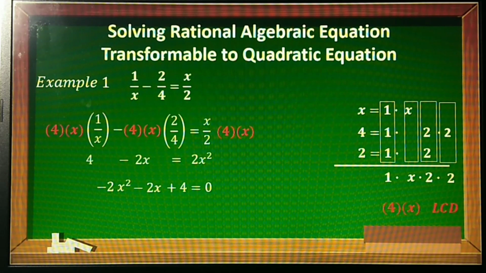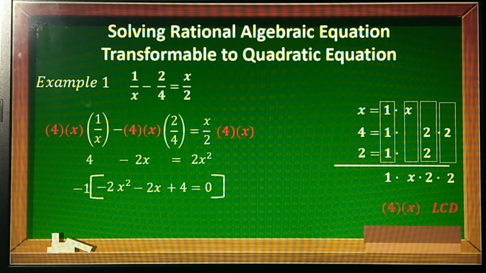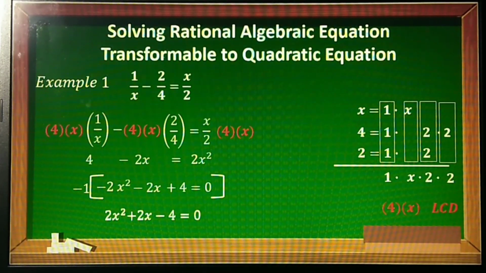Okay, to write this one in positive expression, all we need to do is multiply both sides of this equation by negative 1. So, negative 1 times negative 2x squared is equals to positive 2x squared. Then, negative 1 times negative 2x is positive 2x. Then, negative 1 times positive 4 is equals to negative 4 is equals to 0. So, ayan, naka-standard form na siya.